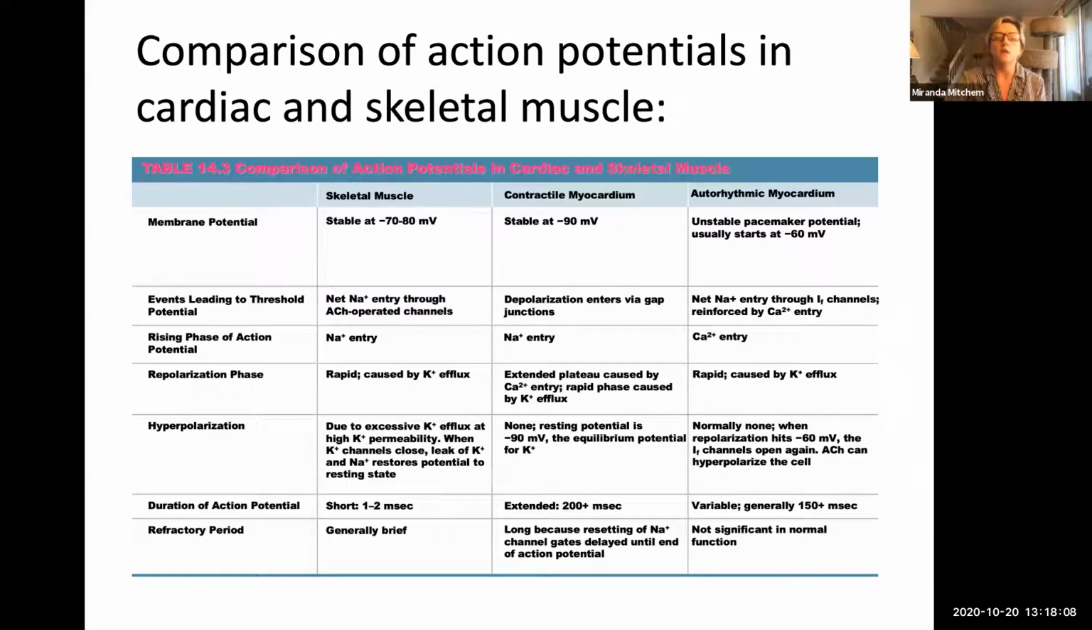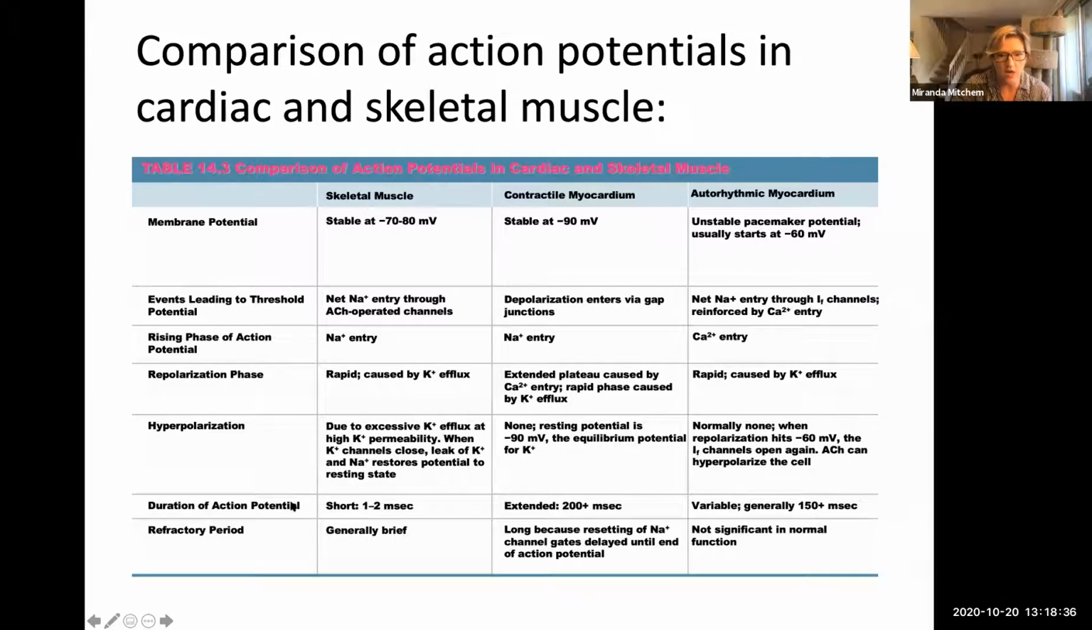All right. Now this could actually start the table I'd like you to build. We've got skeletal muscle, we've got our contractile heart, we've got our autorhythmic heart. And then I'd encourage you to maybe over here have a neuron. So we've got our membrane potential, we've got the different events associated with our depolarization, our repolarization, the action potential.